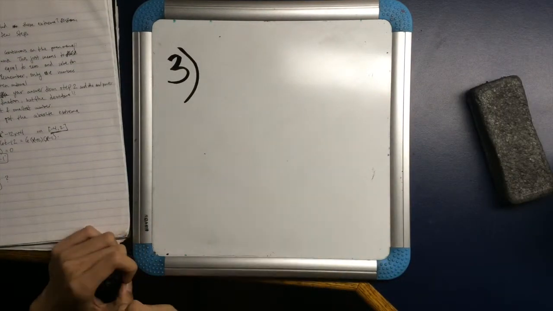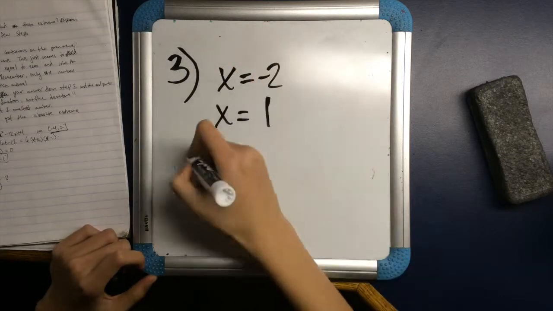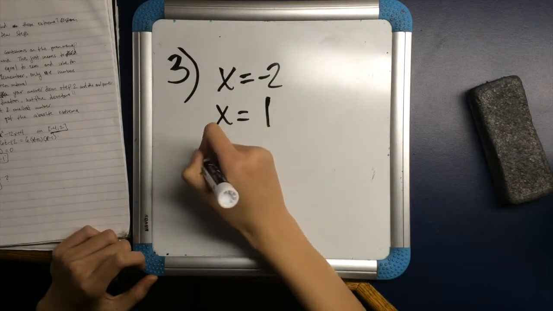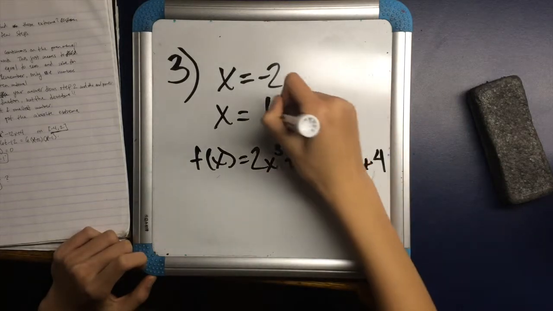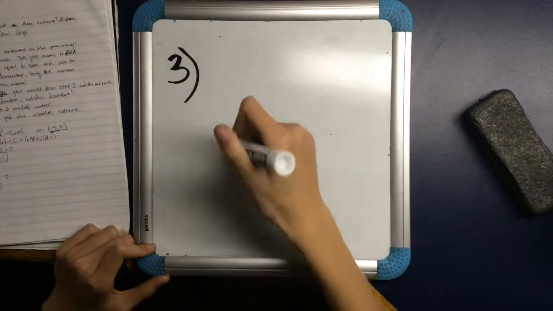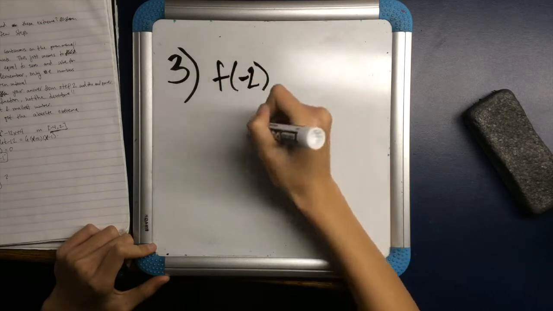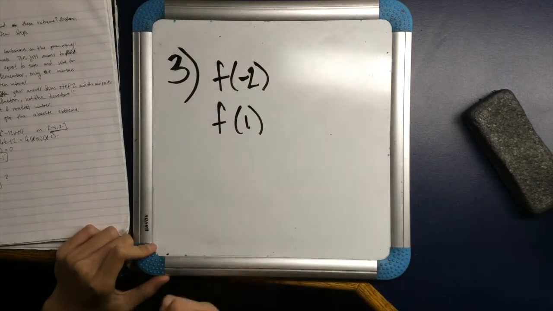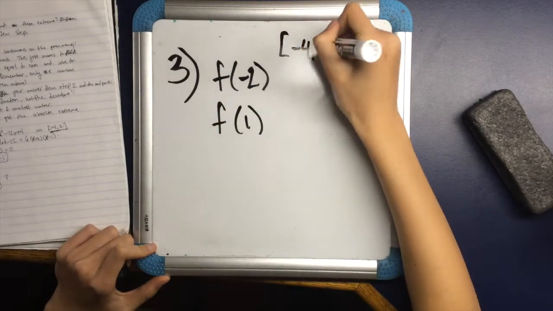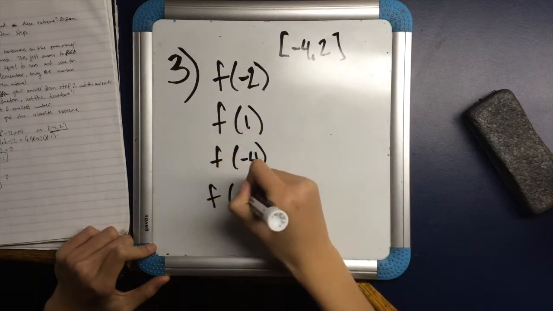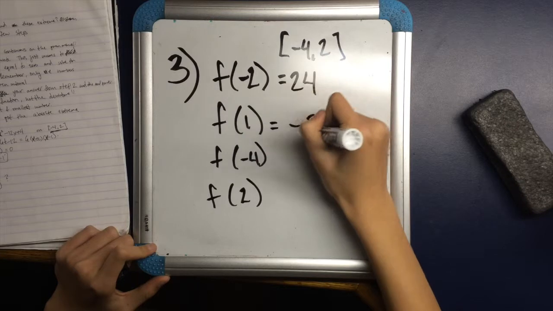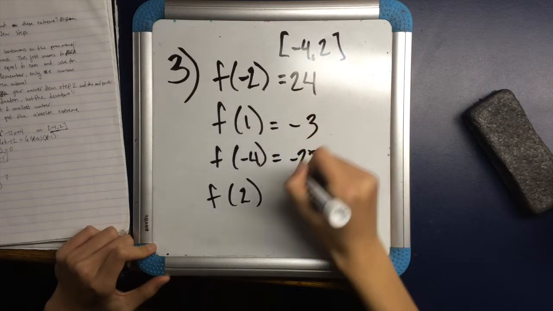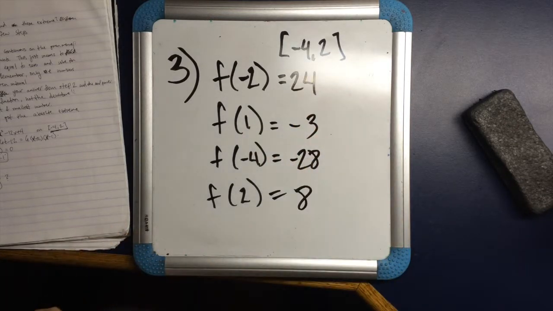Step 3. Plug the numbers back into the original equation. Remember, this is the equation we started off with, not the derivative that you solved for. Remember to also plug back in the endpoints, not just the critical numbers, to find f of negative 4 and f of 2. And then you solve, and then you get 24, negative 3, negative 28, and 8 as answers. Now we have 4 answers.